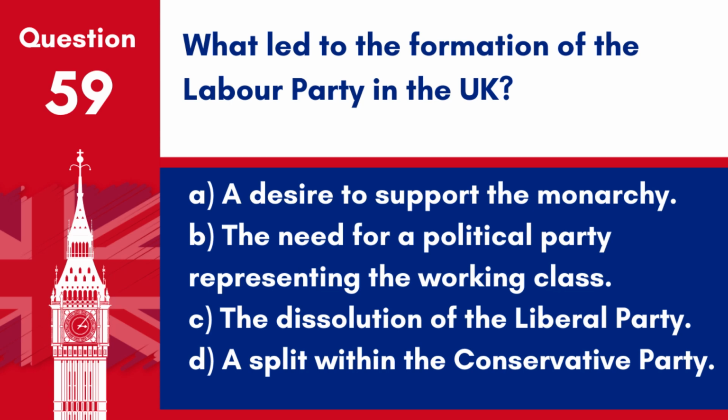Question 59. What led to the formation of the Labour Party in the UK? A. A desire to support the monarchy. B. The need for a political party representing the working class. C. The dissolution of the Liberal Party. D. A split within the Conservative Party.